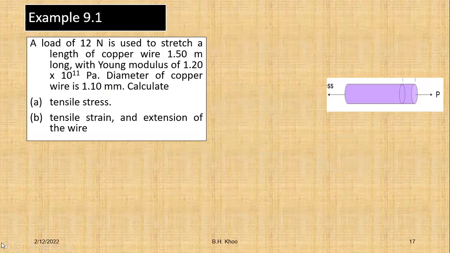Okay, calculate this one. A load of 12 Newton is used to stretch a length of copper wire 1.5 meter long, with Young's modulus 1.2 times 10 to the power 11 Pascal. The diameter of the copper wire is 1.1 millimeter. Calculate the tensile stress. How to calculate that? What's the answer?